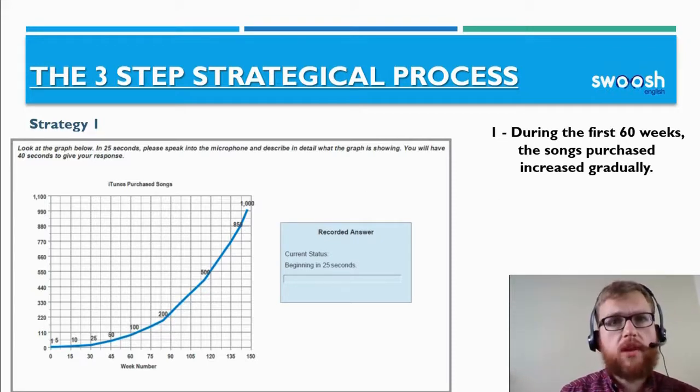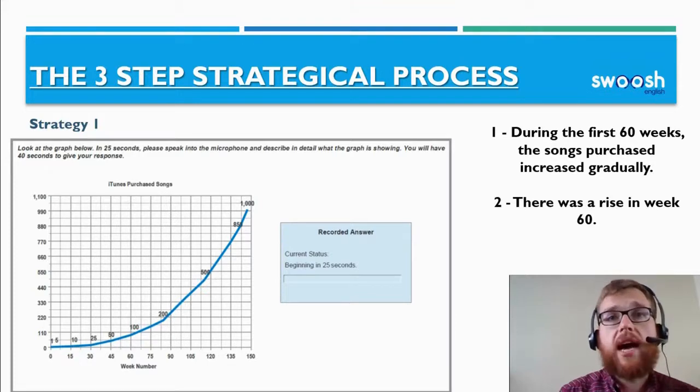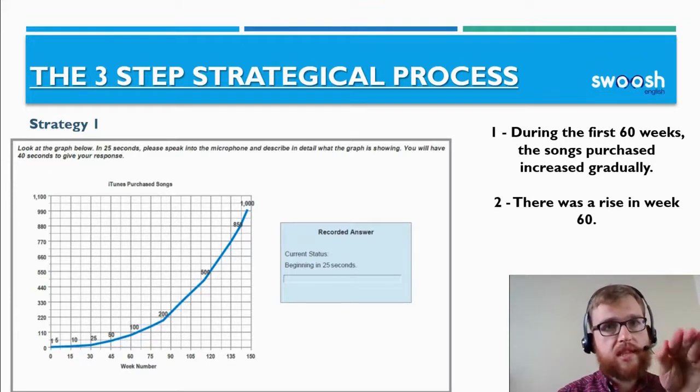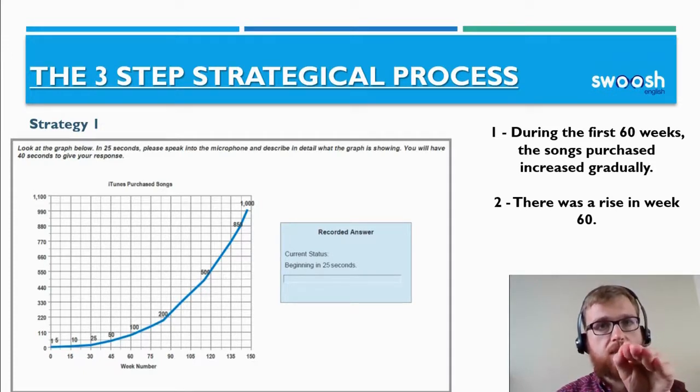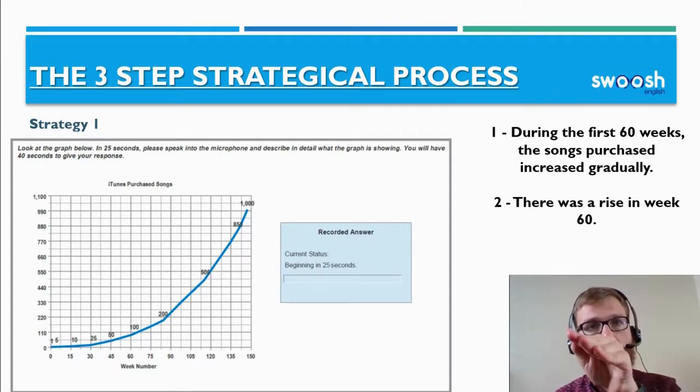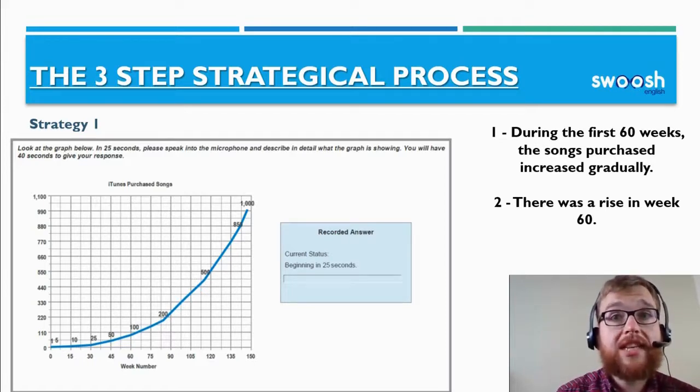What other information did we get? There was a rise in week 60. Well, of course there was. So from week 60, the gradual rise is starting to get bigger and bigger and bigger. We can start to see the trend changing.